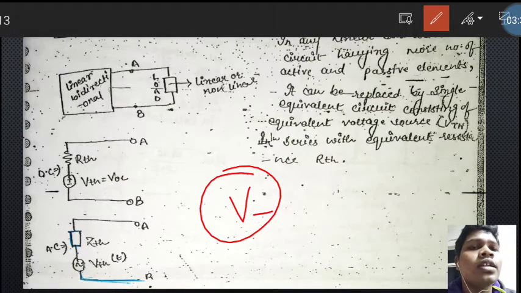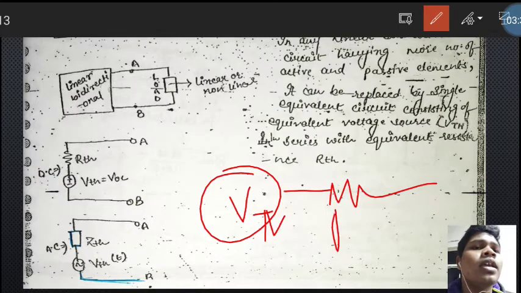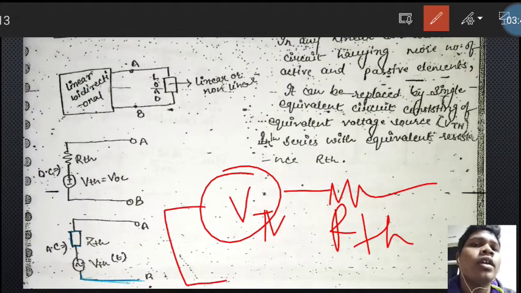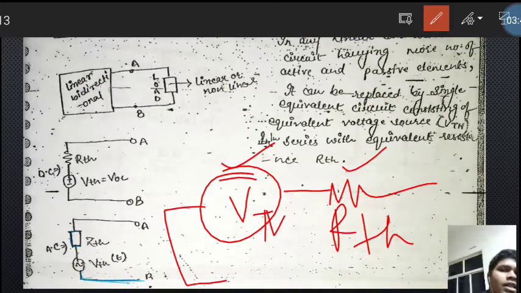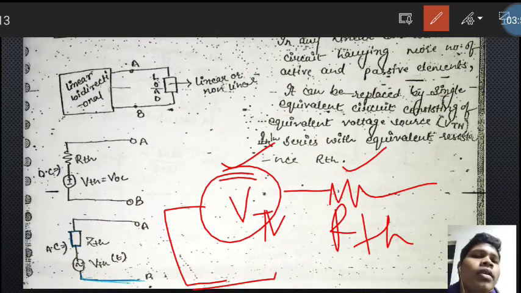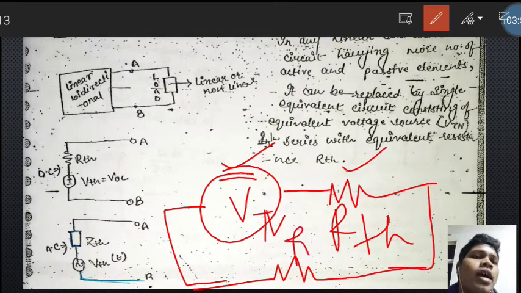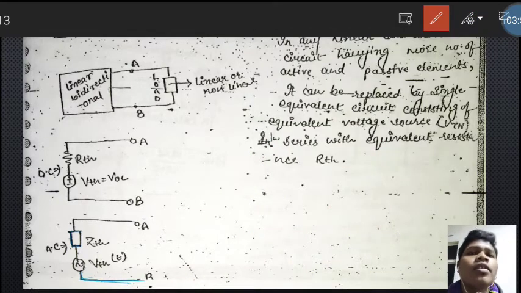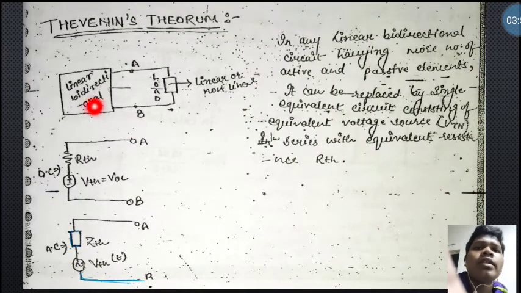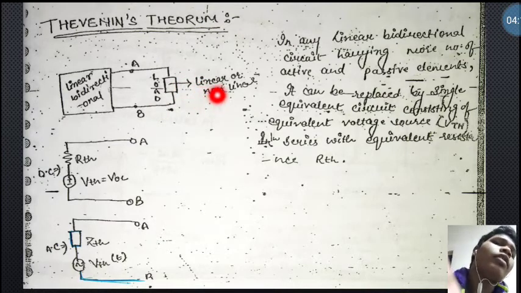The equivalent voltage is the Thevenin's voltage, and the equivalent resistance is the Thevenin's resistance RTH. Those two elements, the voltage and the resistance, are connected in series, and the load will be connected like this. This is the load resistance RL. So this is the figure of Thevenin's theorem. This is the linear bidirectional network with active and passive elements interconnected with each other, and A and B are the points where we can connect the load. This load can be linear or non-linear.